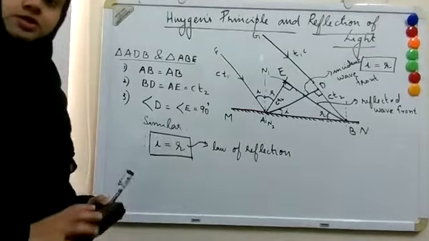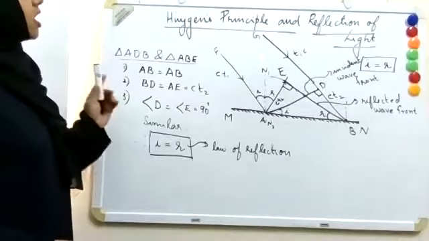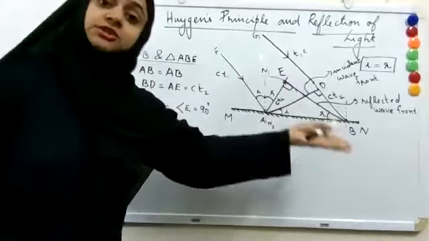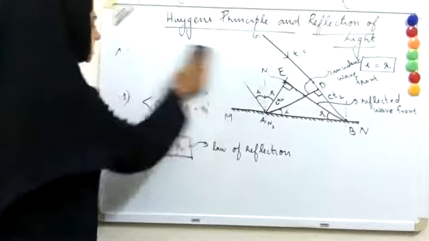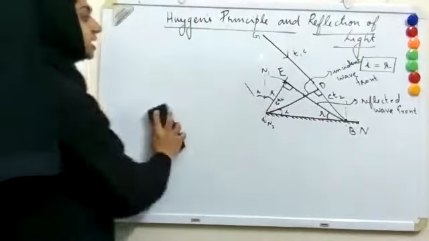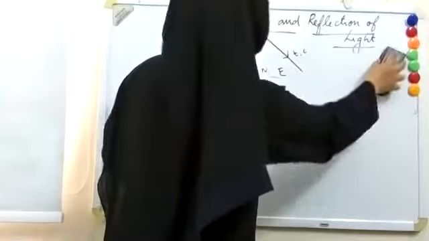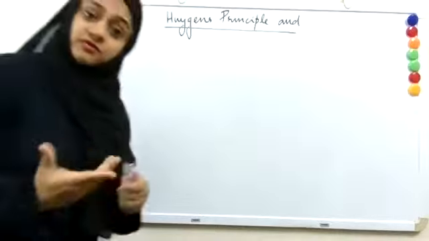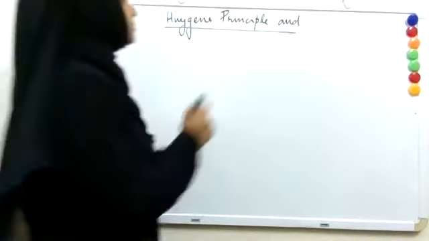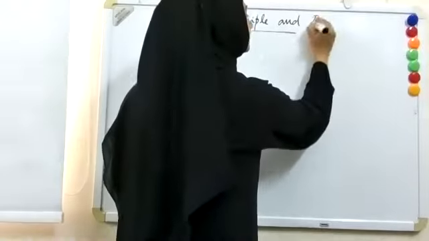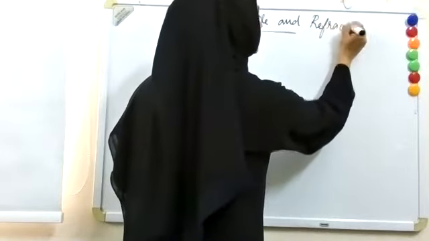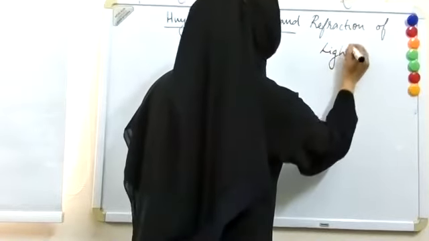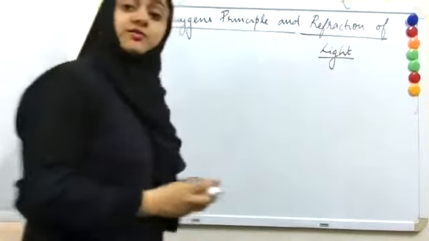Okay. So let us consider now how Huygen's principle can explain refraction of light. The procedure is similar. If you understand this part, how it can explain the reflection of light, with some difference, we can consider the refraction of light as well. Do you remember the law of refraction? What is meant by refraction of light?